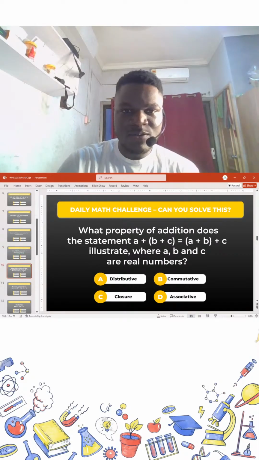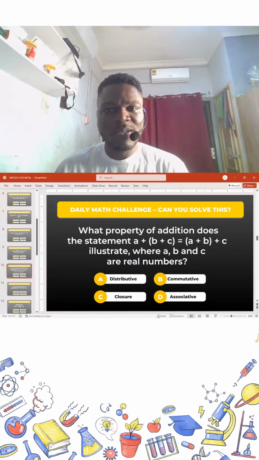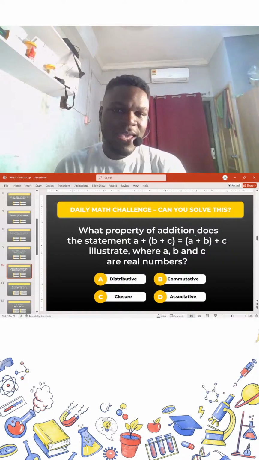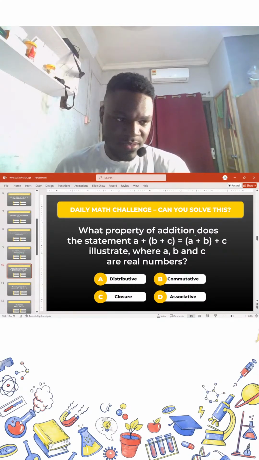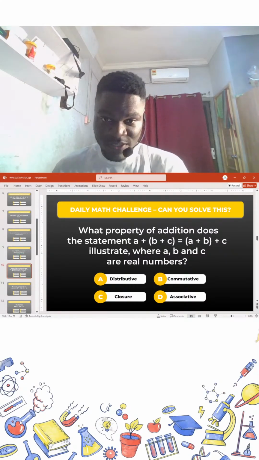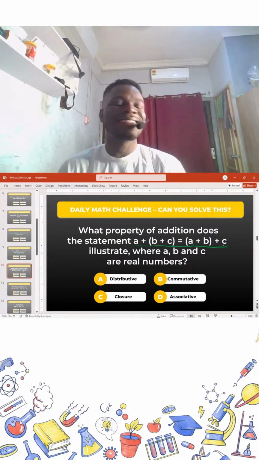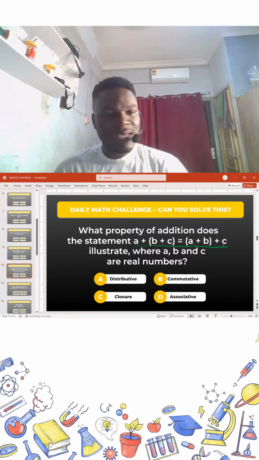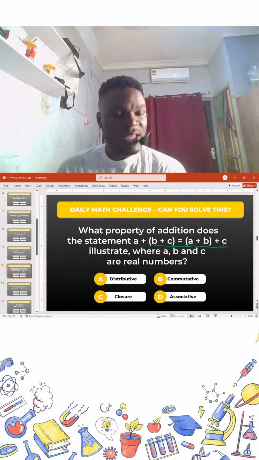All right, then let's proceed to the next one. We have here, what property of addition does the statement A plus (B plus C) is equal to (A plus B) plus C illustrate, where A, B, and C are real numbers? So what property of addition does this expression illustrate? Is it A, distributive property, B, commutative property, C, closure property, or D, associative property?